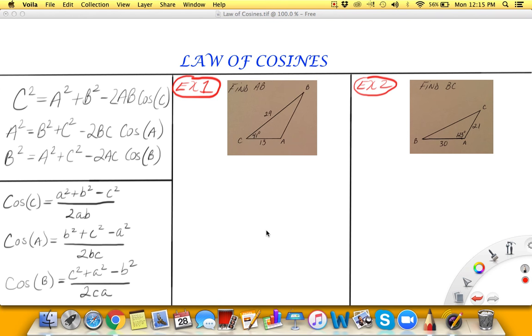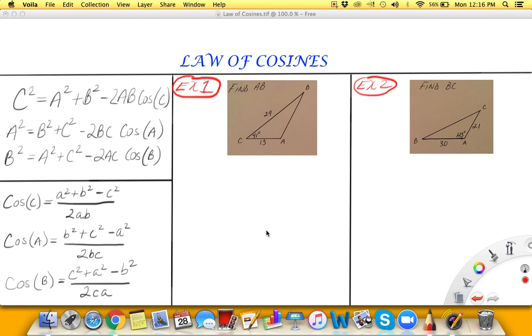Today we're going to be talking about the law of cosines. Now, we previously did some videos in reference to the law of sines, but now we're going to do the law of cosines. And we must keep in mind that this particular law is used when you want to solve triangles that are not right triangles.